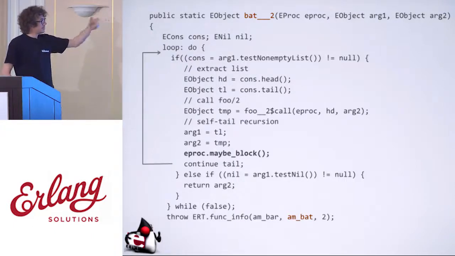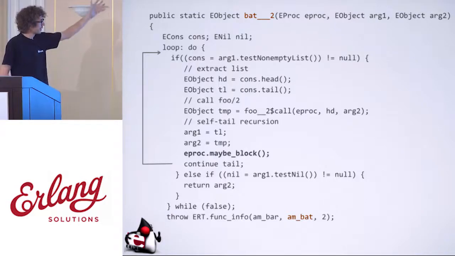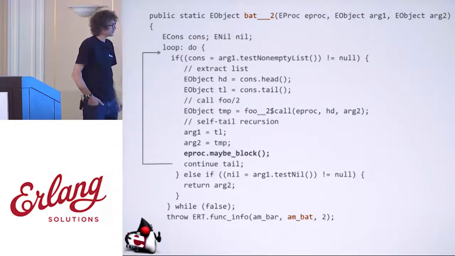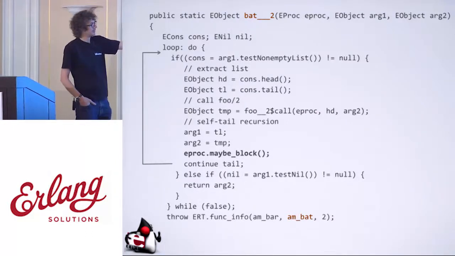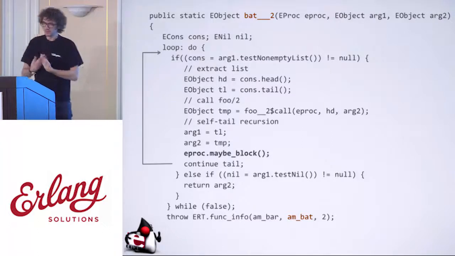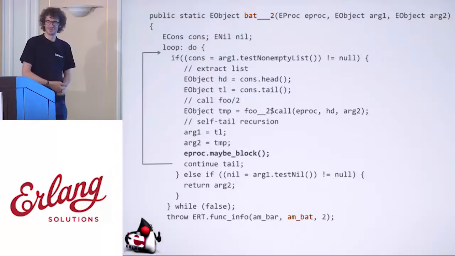A list has to be decomposed into a head and a tail like this. The second clause here, if it is test nil, then I get a nil value back. And if that nil value is not null, then it is a nil, and then I can return that.